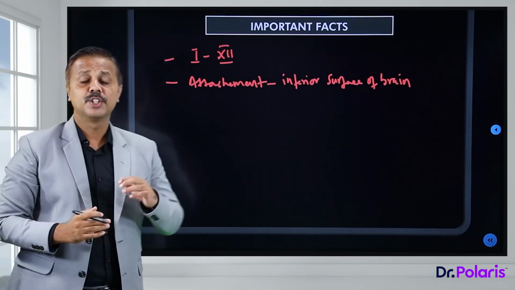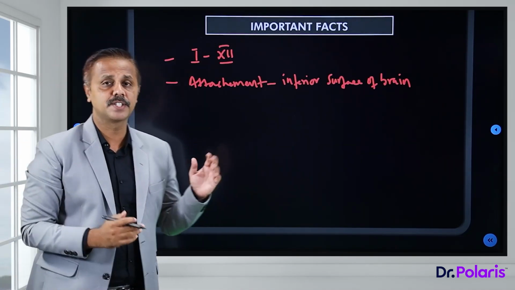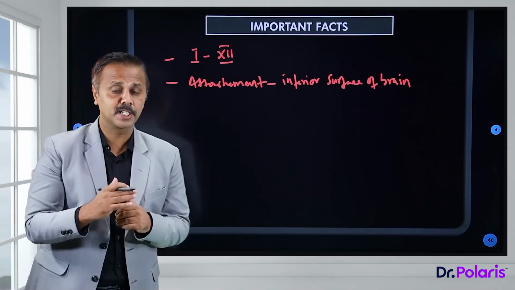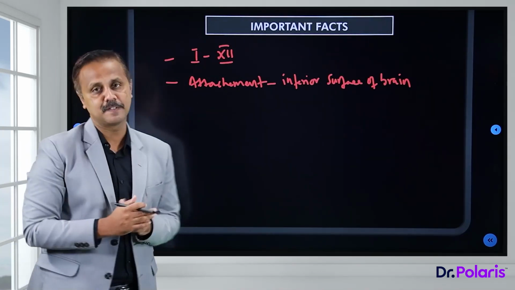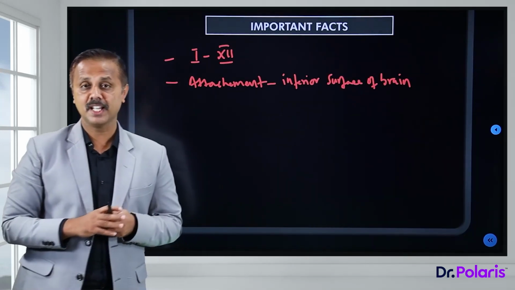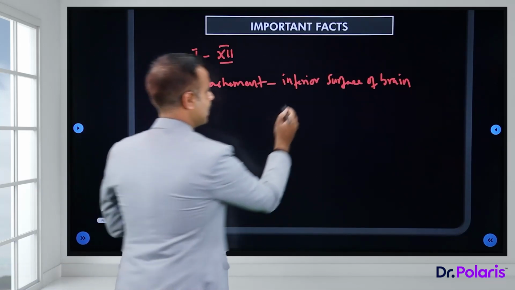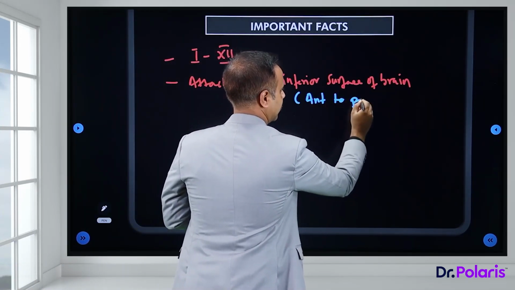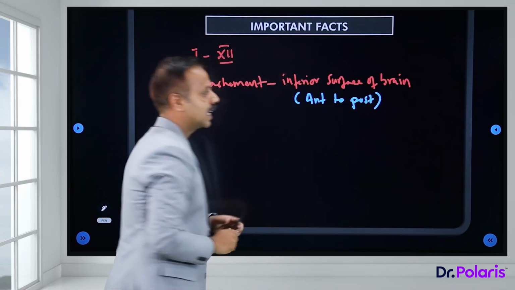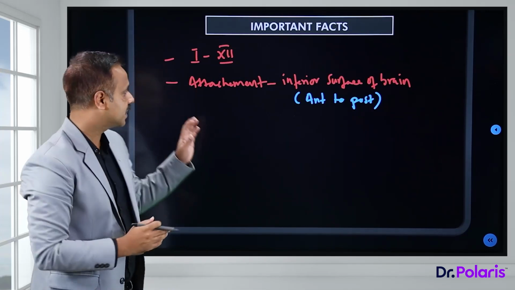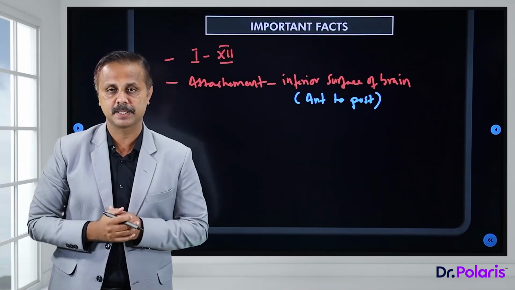How exactly? The most anterior cranial nerve is referred to as cranial nerve 1. Then the most posterior nerve to be attached to the inferior surface of the brain is referred to as cranial nerve 12. So cranial nerves are numbered from anterior to posterior based on their attachment to the inferior surface of the brain, right? This is regarding their attachment and how they are numbered.